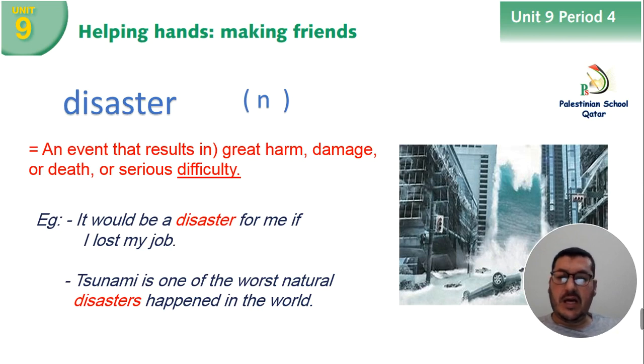After disabled we have disaster. Disaster is a noun: an event that results in great harm, damage or death or serious difficulty. By looking at this picture everybody, you can see a disaster happened here. Okay, example: it would be a disaster for me if I lost my job or my career. And also, for example here, tsunami is one of the worst natural disasters that happened in the world.